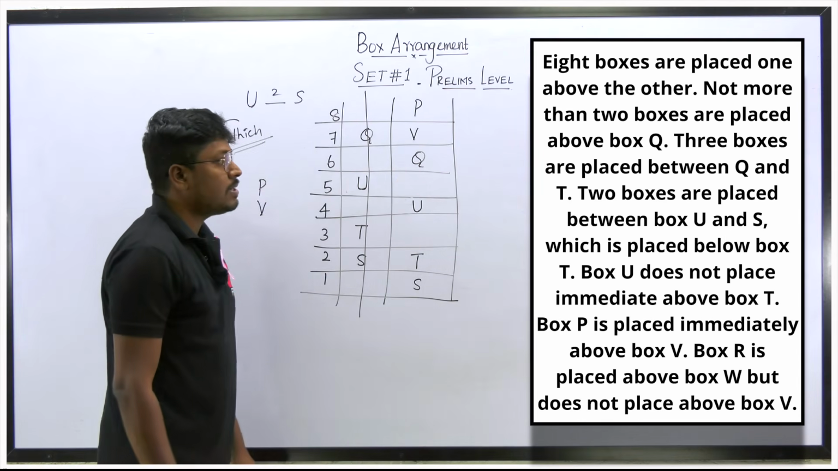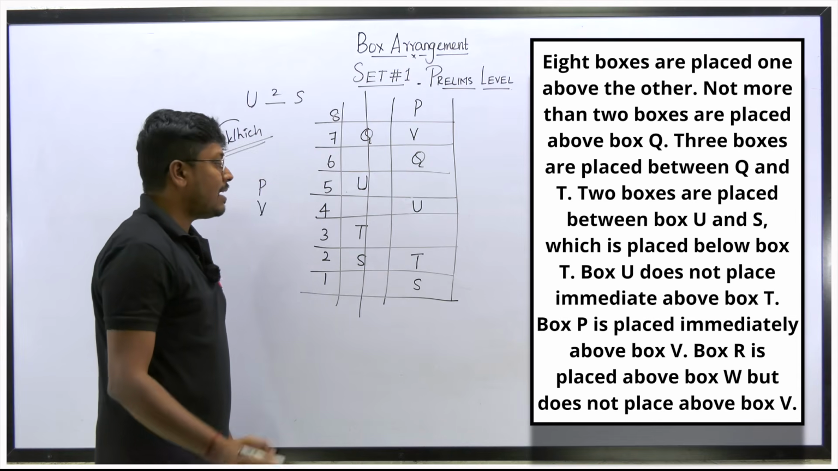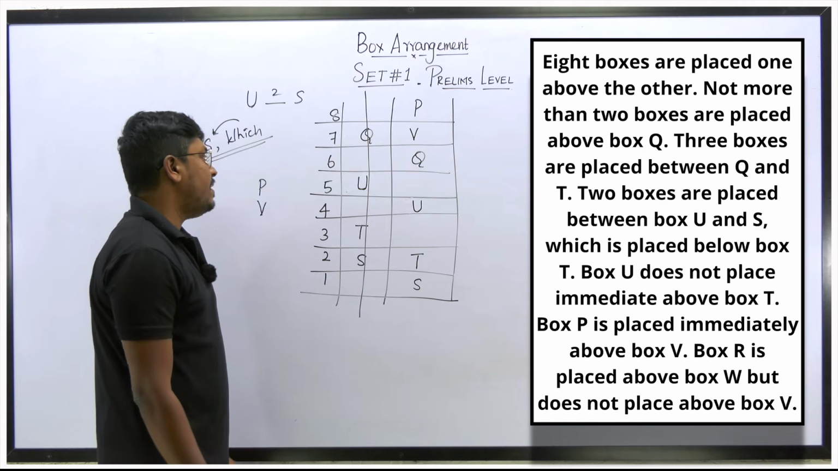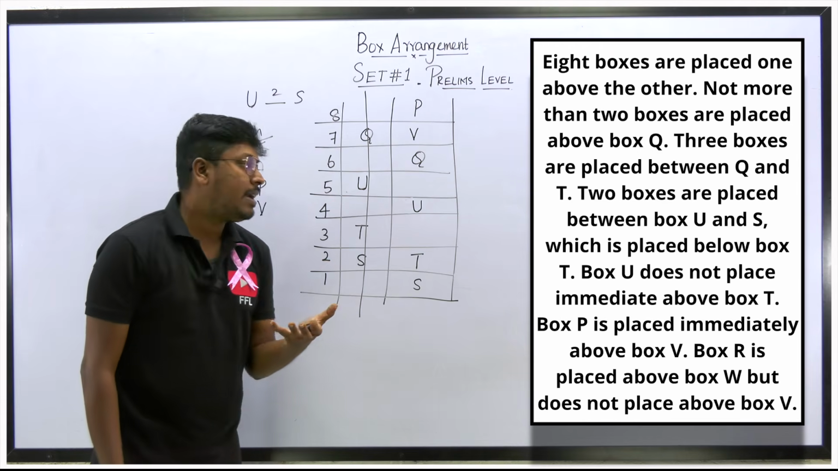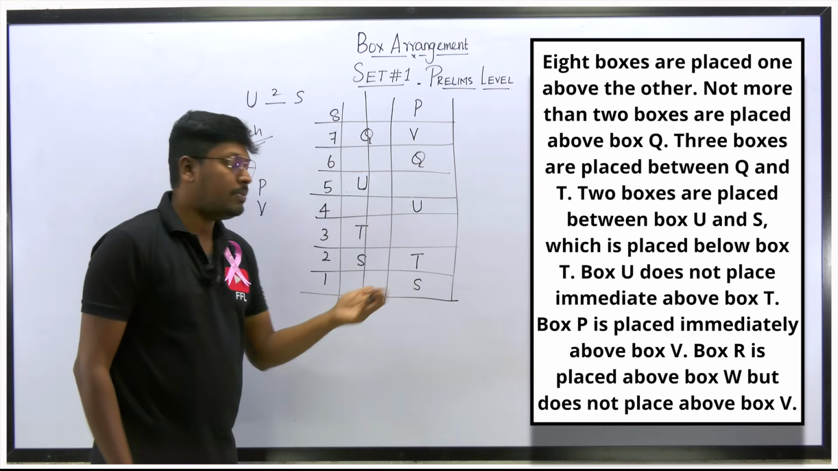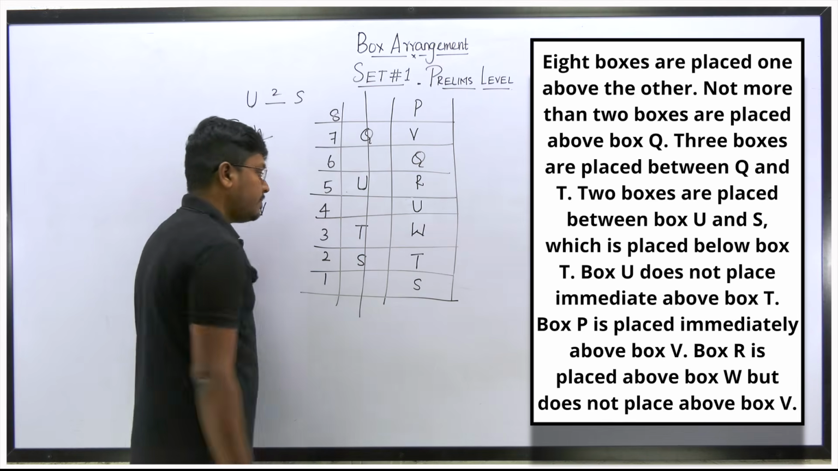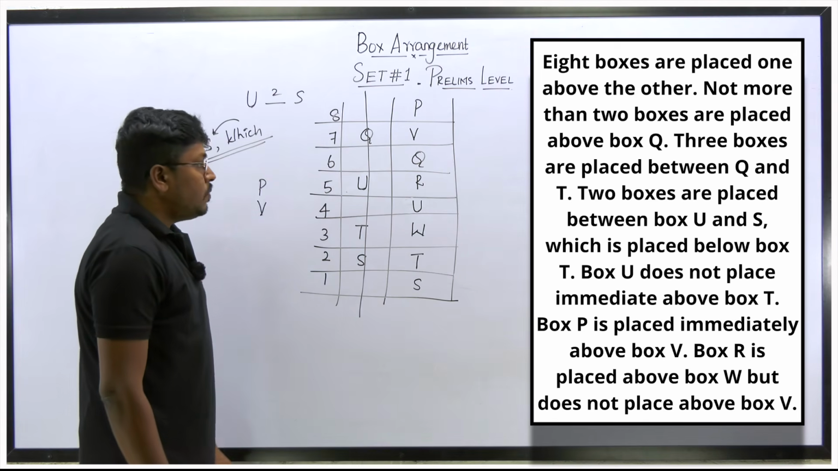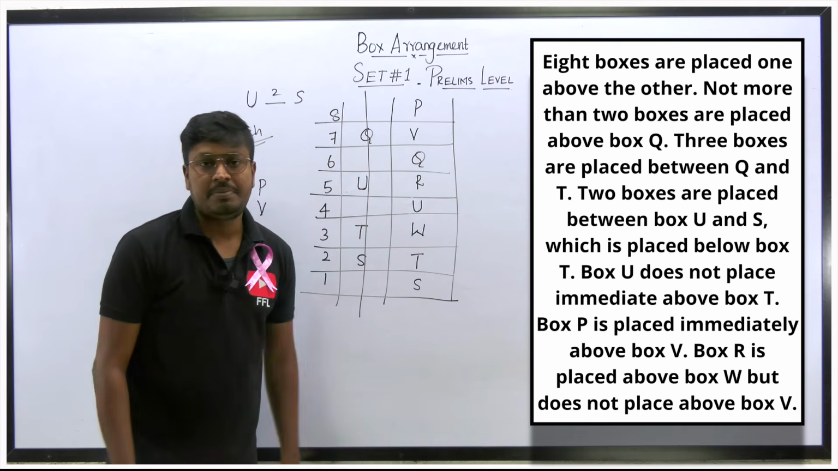Next point: box R is placed above box W and does not place above V. So it is easy. Only two places remain at the end, and according to the question, box R is placed above box W. So definitely this will be box W and this will be box R. So P, V, Q, R, U, W, T and S. This will be the answer for this arrangement question.